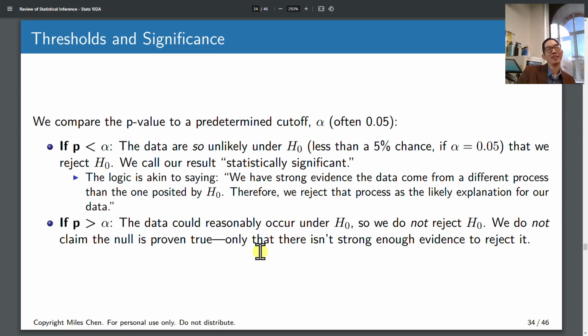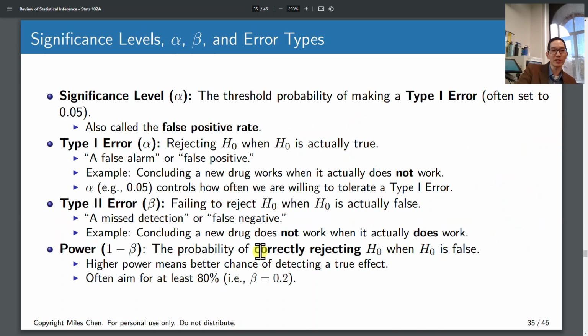But it's just that getting 12 heads out of 20 flips doesn't look all that different from what a fair coin could produce. So we have no reason to doubt that it's a fair coin, but at the same time, it doesn't prove that it's a fair coin either, okay?